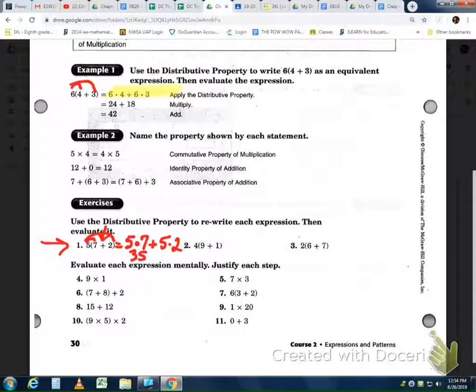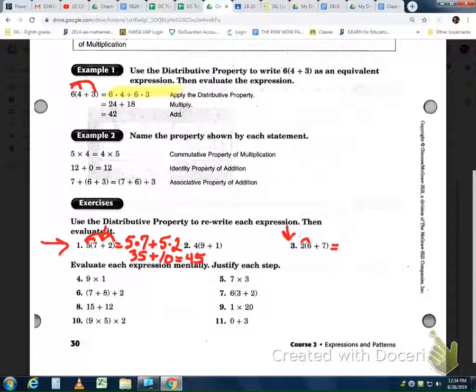Okay, Trent, what's 5 times 7? 35. And what's 5 times 2? 10. So 35 plus 10? 45. All right, good. Somebody want to try 3? It's 2 times the quantity, 6 plus 7. Who wants to try this one? 2 times the quantity, 6 plus 7. Kyler.